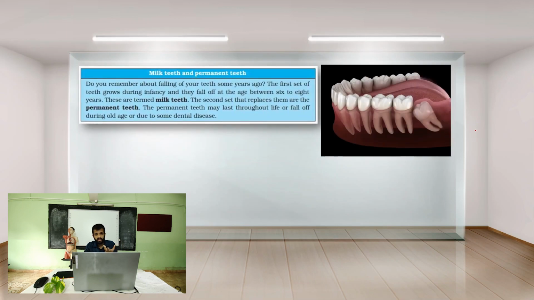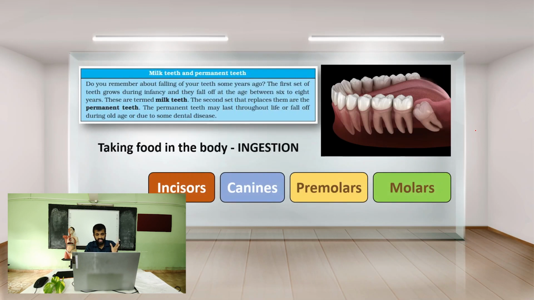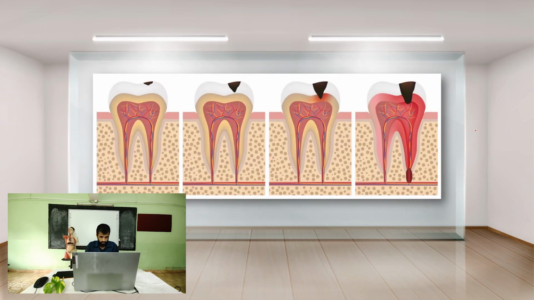You have different sets of teeth which have different kinds of purpose. Taking food into your mouth is called ingestion. You have incisors, canines, premolars, and molars. Then we saw about tooth decay, how leftover food in the mouth helps bacteria to destroy your teeth.